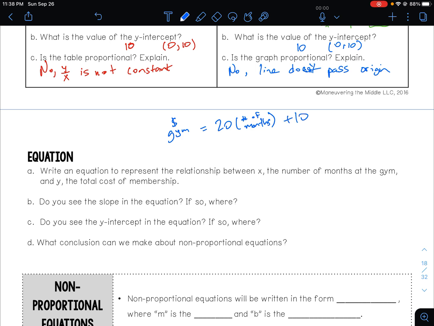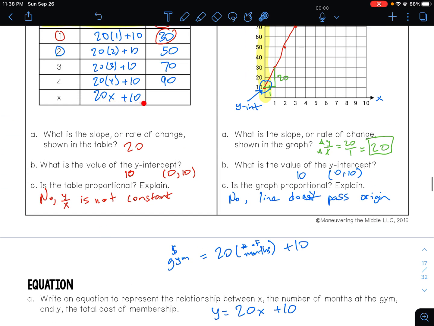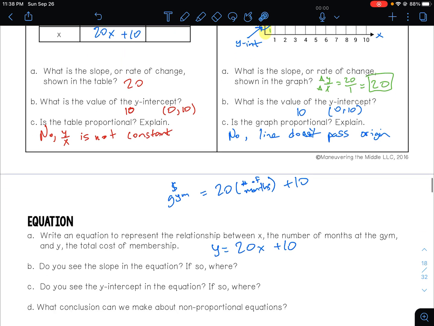And remember, they say y is the gym membership and x is the number of months. So how do we rewrite this? Well, we say y equals 20 times x plus 10. So remember, you normally multiply the rate times x, which is your independent variable. And then in this case, we had to add 10 because that was the constant. So basically, we did this, except we wrote y equals this.